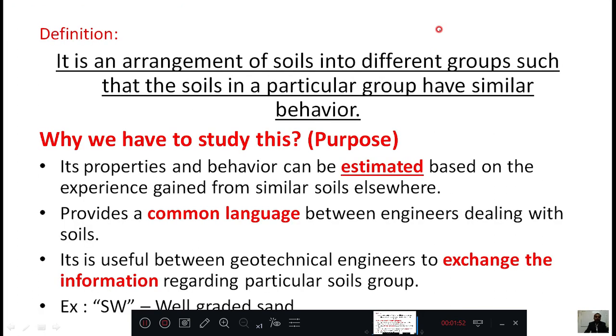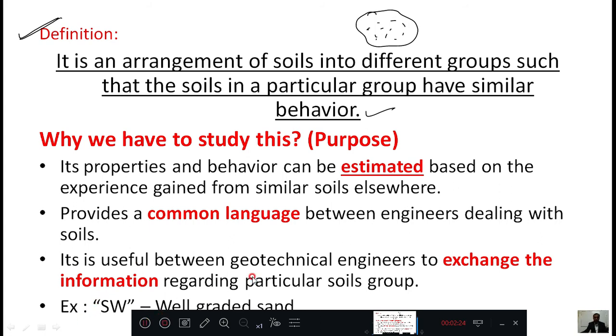Then what is the purpose of doing this, or otherwise what is the definition of this classification? It is an arrangement of soil into different groups such that the soils in a particular group behave similarly, will have a similar behavior. Means a particular group of soil will behave in a particular way. That we are going to note down.